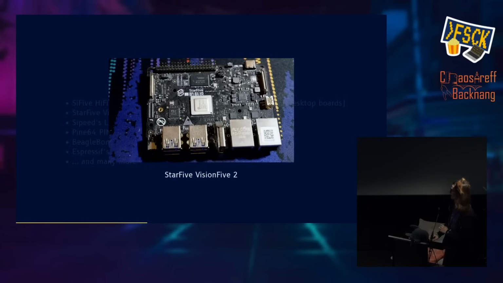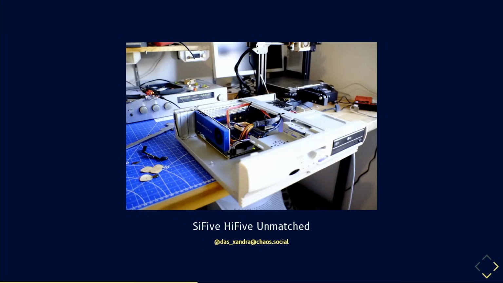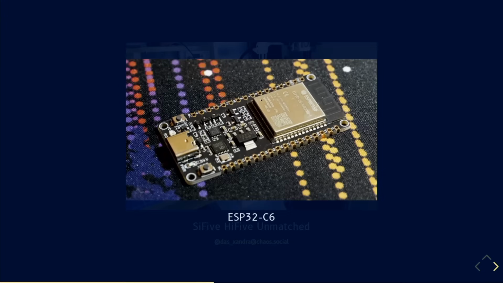So I just have some larger images, also for the stream, the Vision 5.2. That's what it looks like. And this is the Sci5 Hi5 Unmatched. I think it's the original one. This one is running FreeBSD because you can. And this is the ESP32C6, which, by the way, is also a dual-core system. So, yeah.